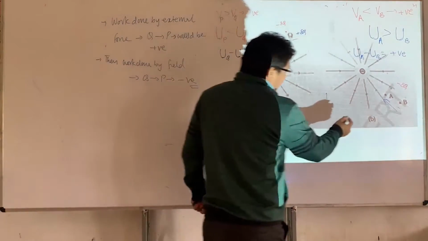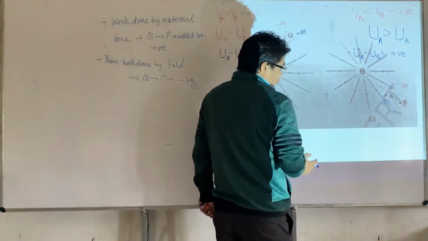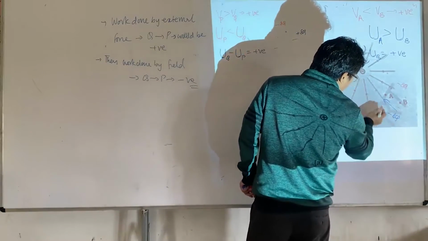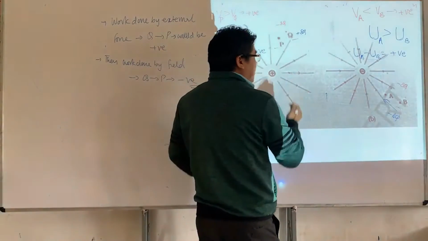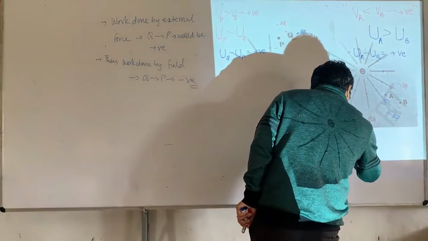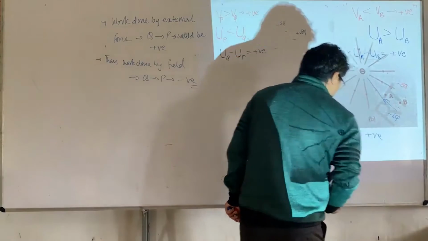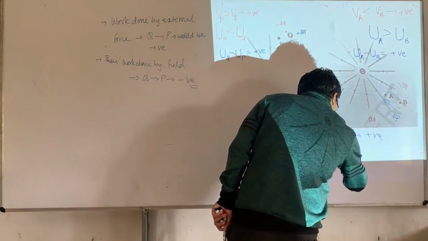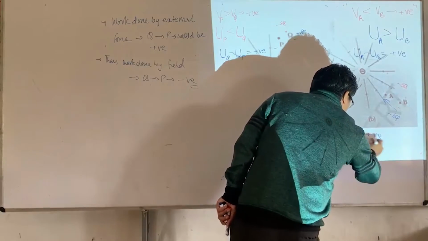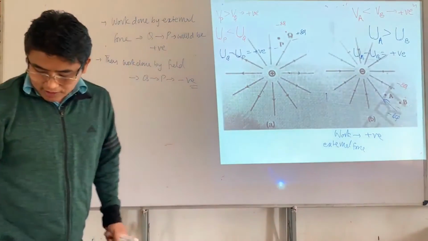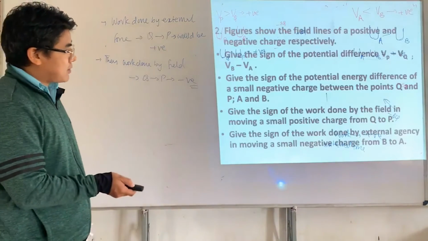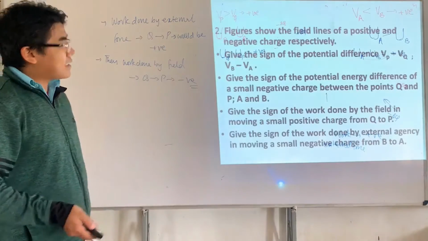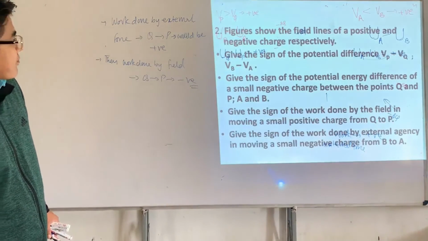Look here. If I have to apply a force, there is a repulsion. If I bring a negative charge from A to B, there will be a repulsion, so I will go against the repulsion. So the work is going to be positive. Work done by the external agency, the external force, is going to be positive. B to A, right? This is B to A. Alright, so now I've done the second problem.